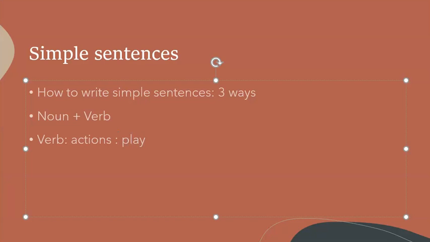Play, sing, dance, cook. These are all actions. You do things. Okay? Something that you do. That is verb. So now, example.